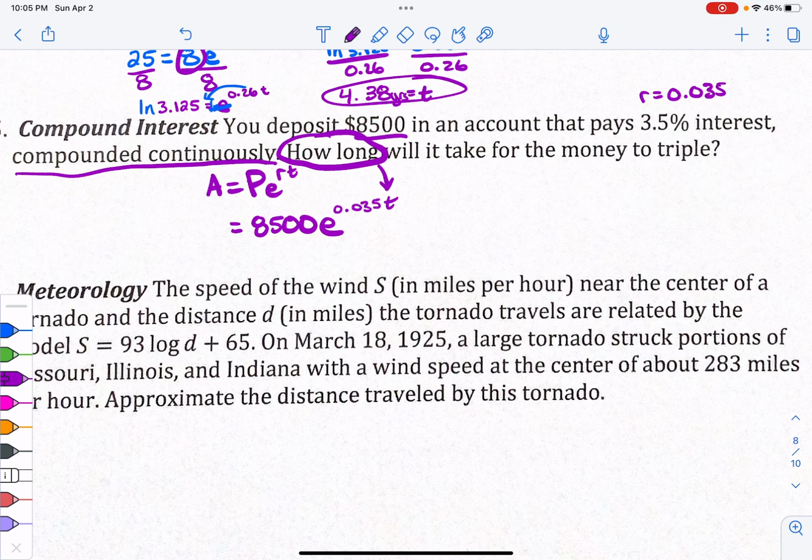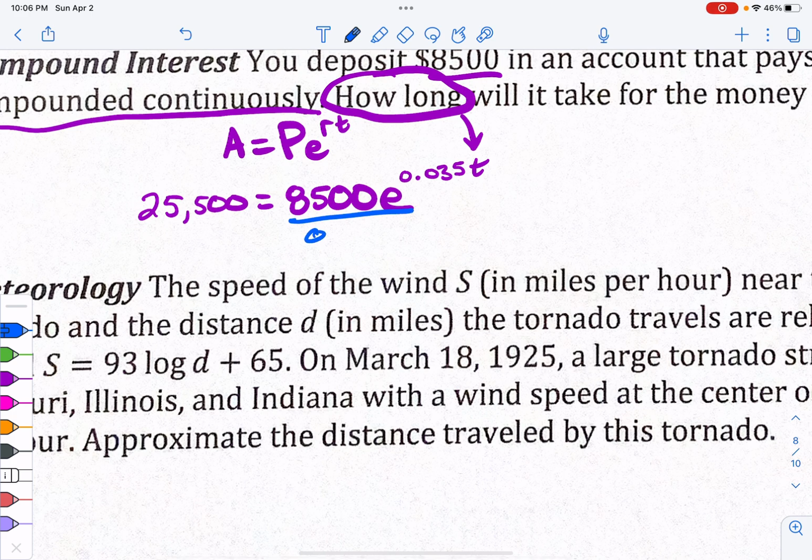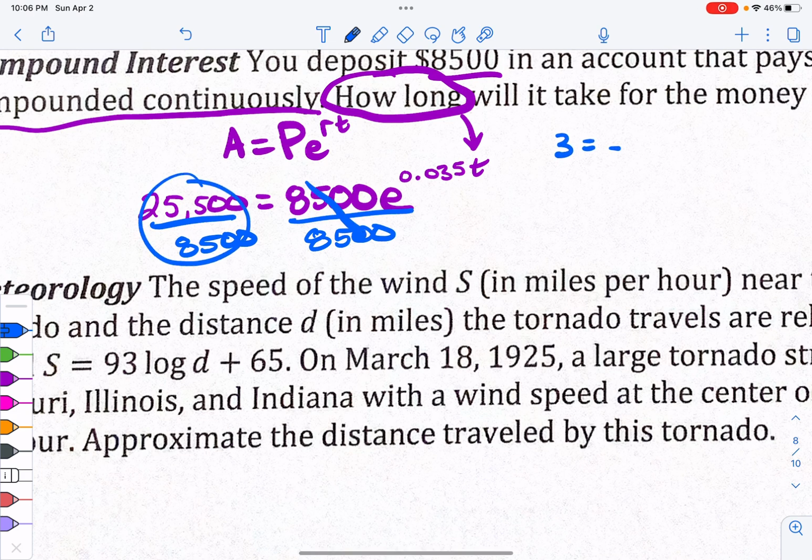Okay. Triple, if I'm starting with 8,500 and I'm wanting that to triple, that would become 25,500. Now, some of you guys like to skip this step probably, and if that makes sense to you, go for it. The very first thing that I'm going to do is divide by the 8,500, which is going to give me 3 over here, right? So if you guys want to just start with 3 equals e to the 0.035t, you go for it, because you know that this number is going to be 3 when you divide.